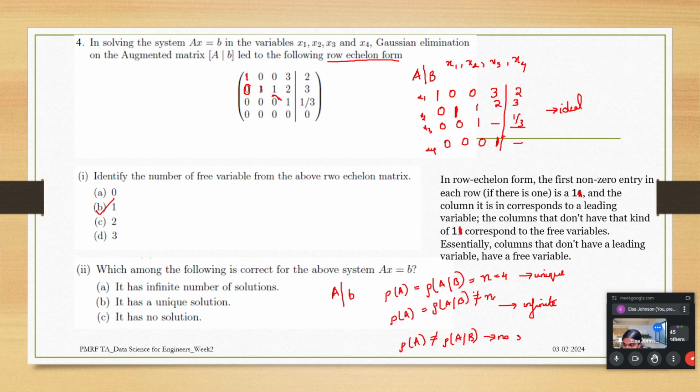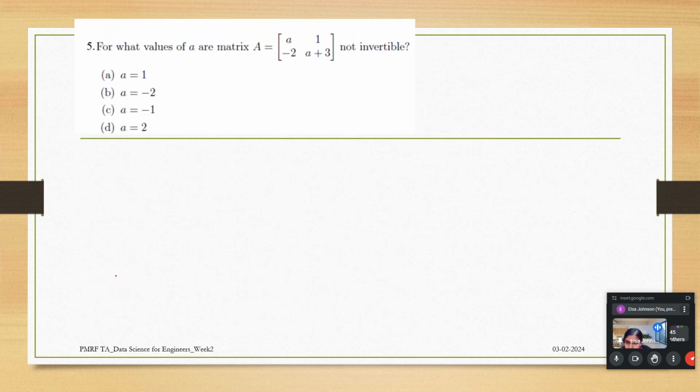And the second one is A only, since rank of A equals rank of A augmented B, but it's less than the number of variables. So it has an infinite number of solutions. I think everyone is clear with that.